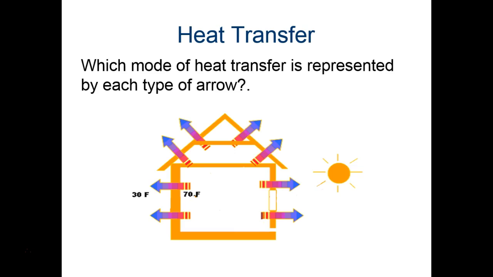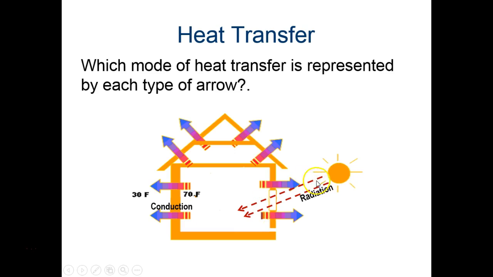So which modes of heat transfer can we see in each of these arrows? Well, anything that is going through a wall has to be conduction, because we're talking about it physically heating the material of the wall on the inside, and then this heats the next part of the material and so on, going out.